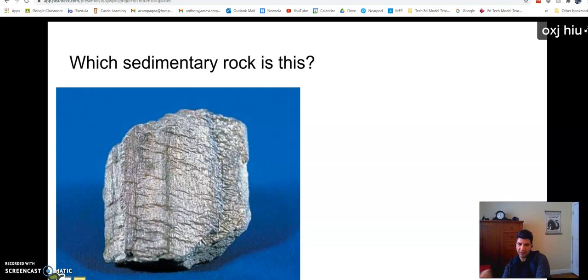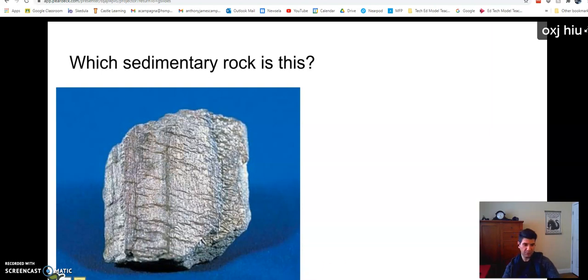So let's go back to the last one. The last one we said was rock salt, and it didn't really fall into any categories. We didn't see any clasts, no fragments. We didn't see any life, no fossils. It wasn't black, so it's not coal.